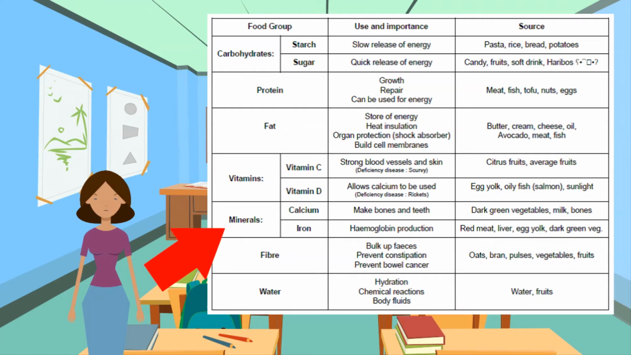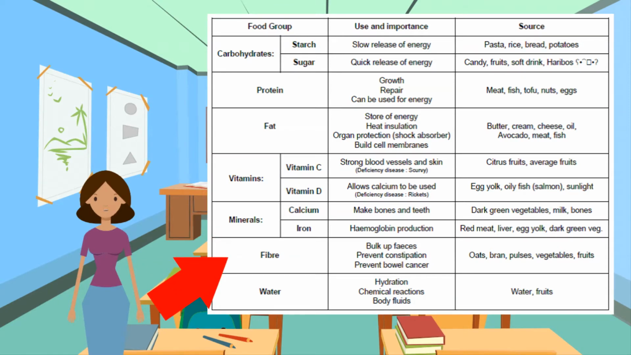Next, minerals. Again, we are just going to cover 2. Firstly, calcium. This is important because it makes bones and teeth. It can be found in dark green vegetables, milk, and bones. Secondly, iron. Iron is important because of hemoglobin production. It can be found in red meat, liver, egg yolk, and dark green vegetables.